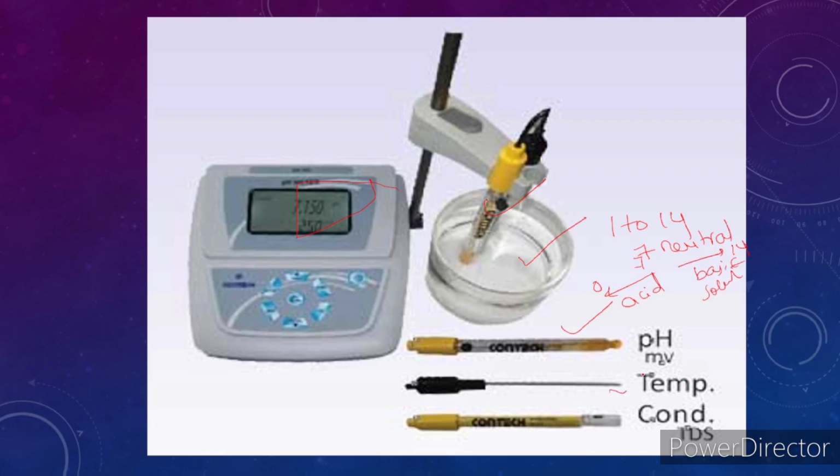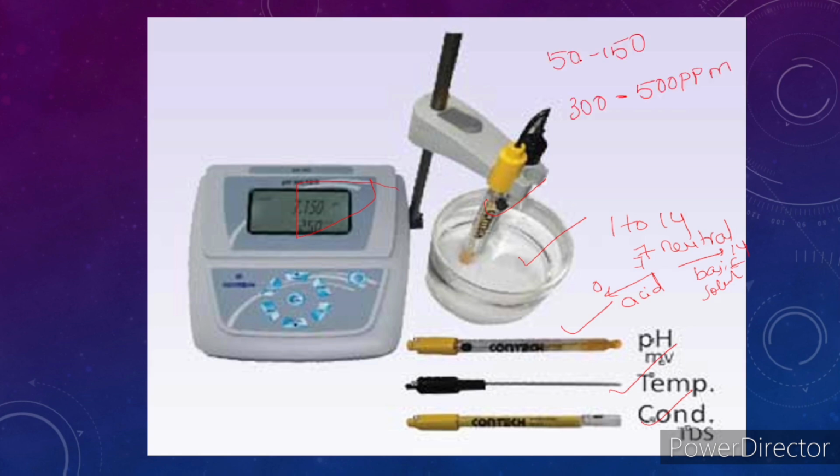And this is used to measure the temperature. And this one is the conductivity TDS. TDS means total dissolved solids. This is used to measure the water quality. TDS is measured in ppm.